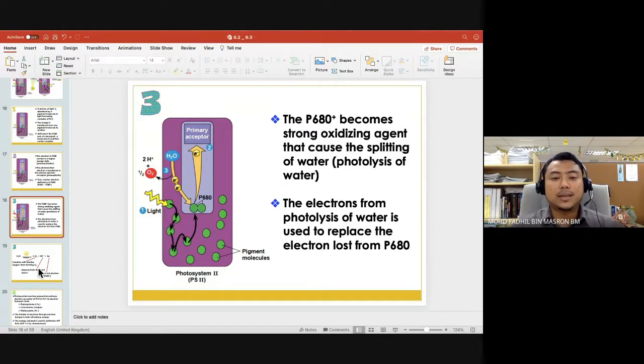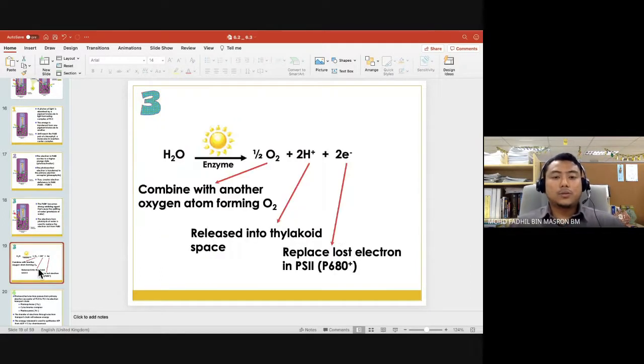Itulah bezanya terms tersebut. Okay, so this is the process of photolysis of water, H2O, with the use of the enzyme that can split into this, and also electron. The proton, the two hydrogen ion, release into the tiny space. Ini akan replace the lost electron in P680 plus.